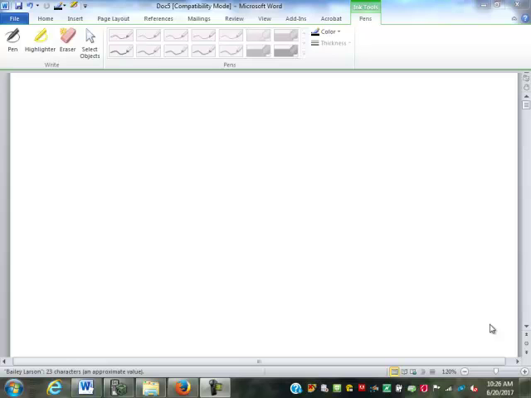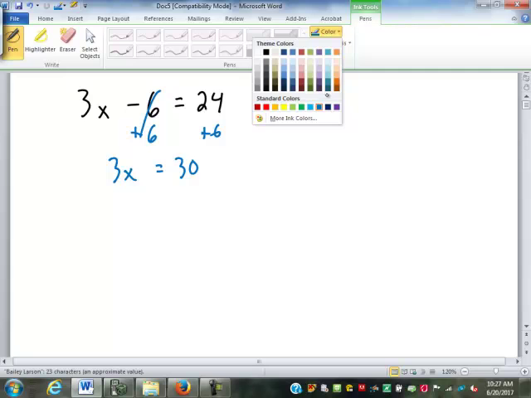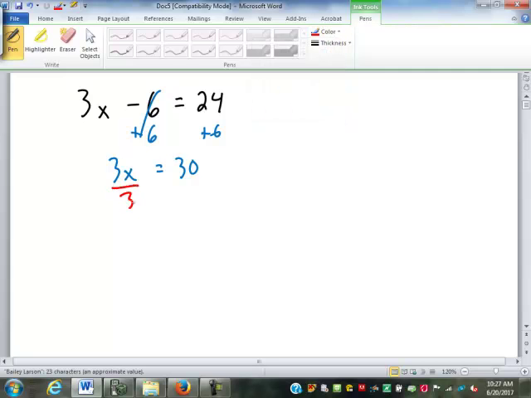Okay, so where we left off, we've looked at solving equations a couple of different times. Things like 3x minus 6 equals 24. And of course we solve that by doing what? Adding the 6 gives us 3x equals 30. Then what? We divide by 3. X equals 10.